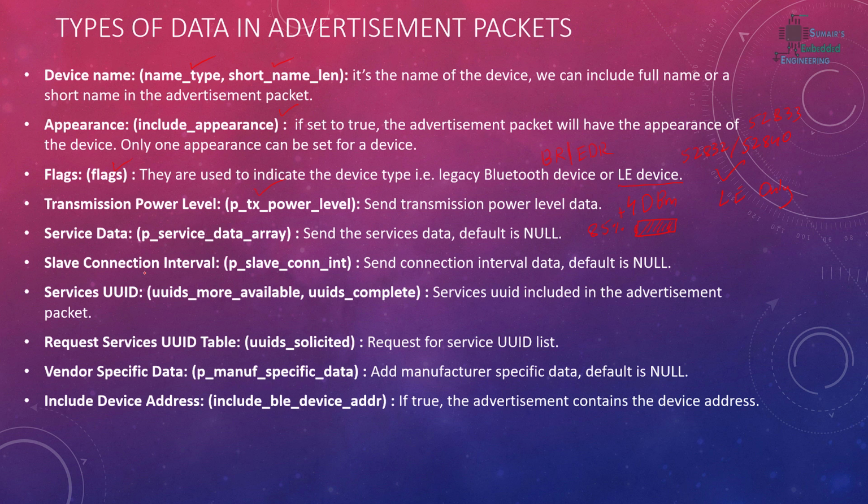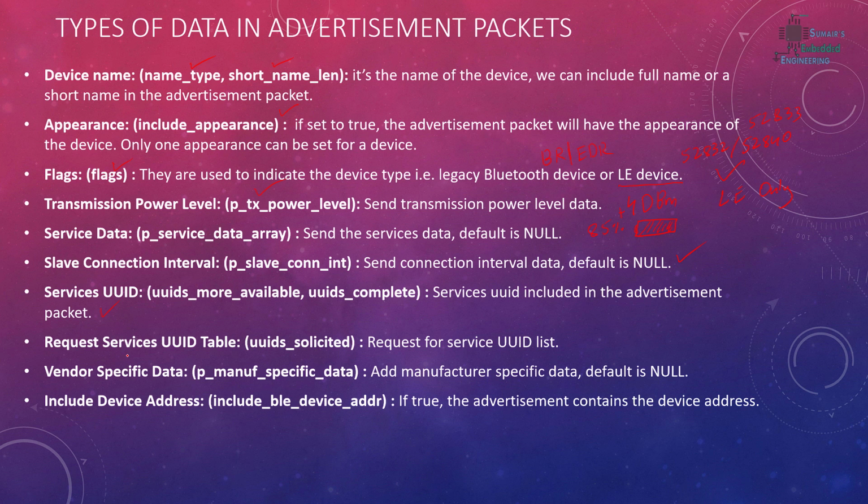The next thing we have here is the slave connection interval. If our master device wants to see the connection parameters before even connecting, it can see the slave's connection interval data and read that as well. We can also include the services UUIDs which are available. We can include some partial UUIDs or the complete UUIDs, depending on our advertisement packet.